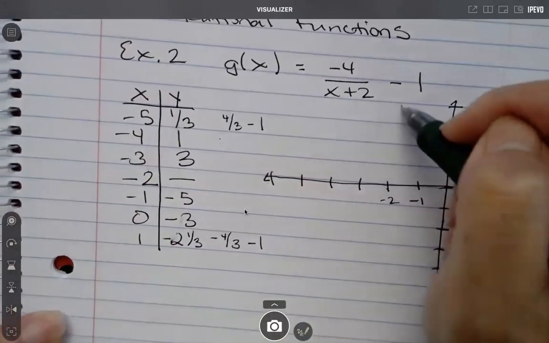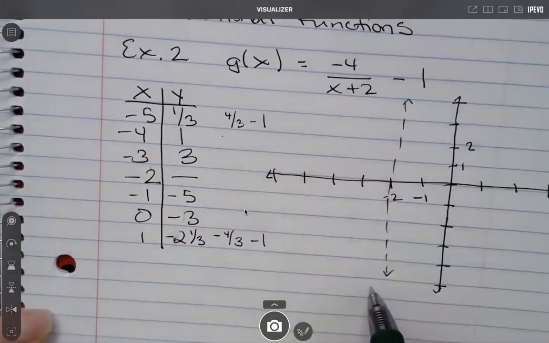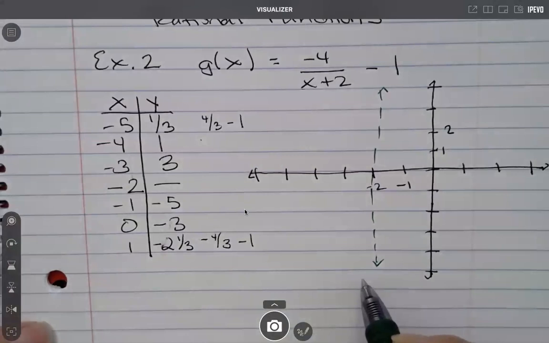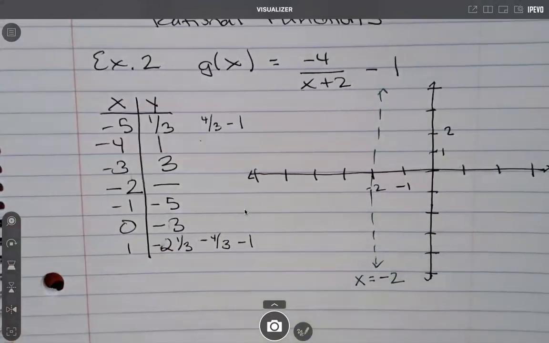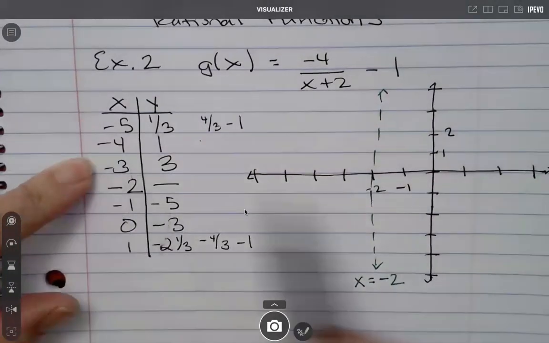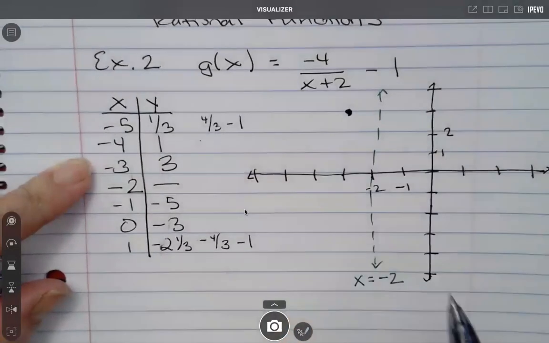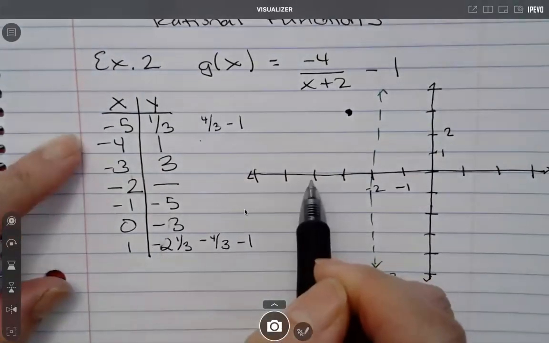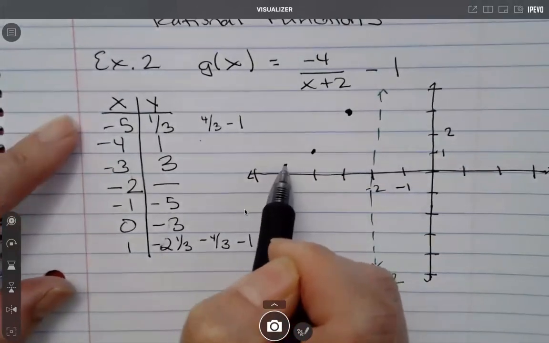So at -2, you have your asymptote. What's my equation? X equals -2. Okay, that's what I know. That's where we're starting. Okay, now let's plot our points. I can start here. -3, +3. -4, +1. -5, 1/3.